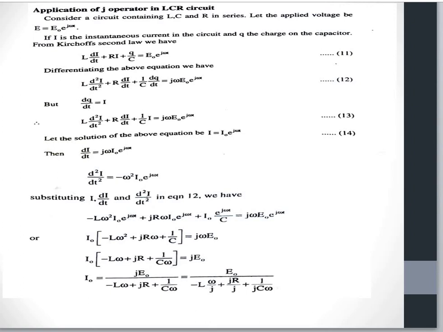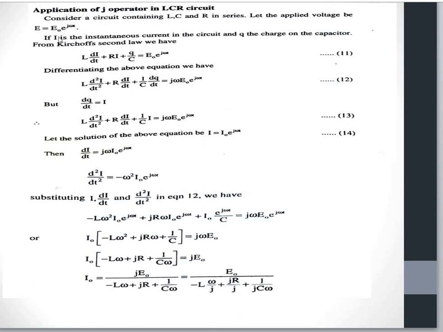Application of the j operator in the LCR circuit, or the solution of the LCR circuit using phasor algebra. For that, consider a circuit containing L, C and R in series. We already discussed these things. Let the applied voltage be E equal to E0 e raised to j omega t, where j is the operator.